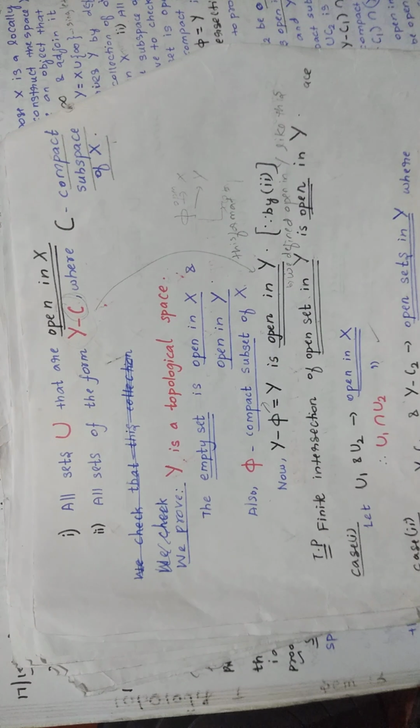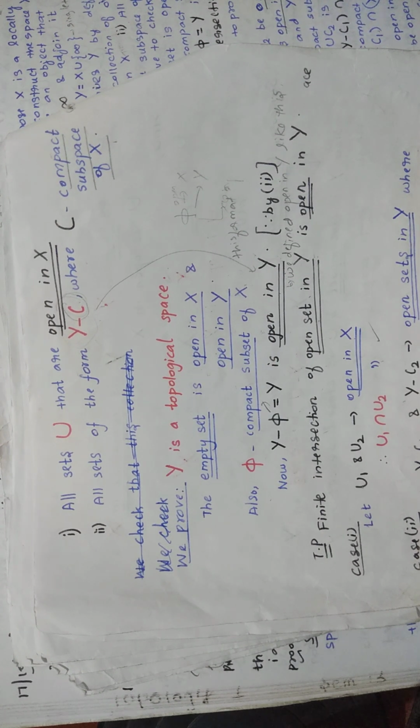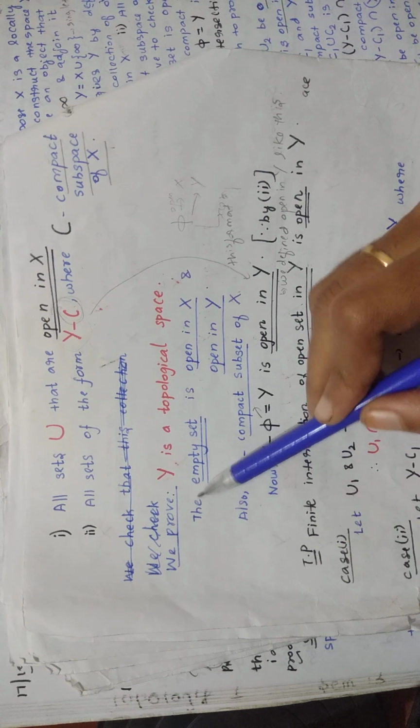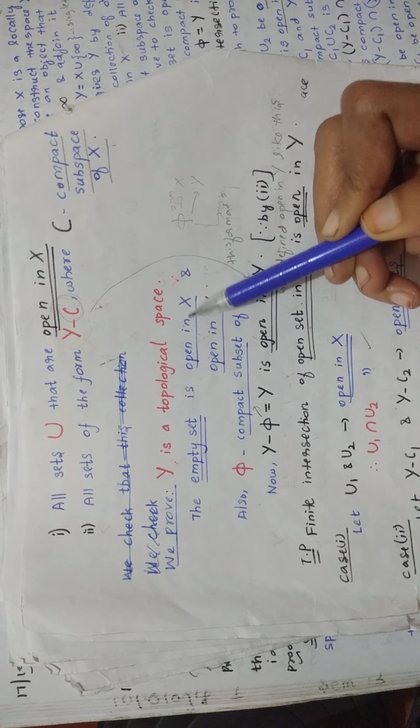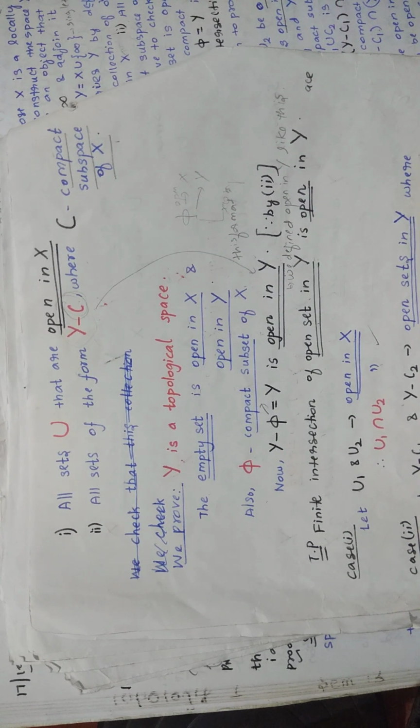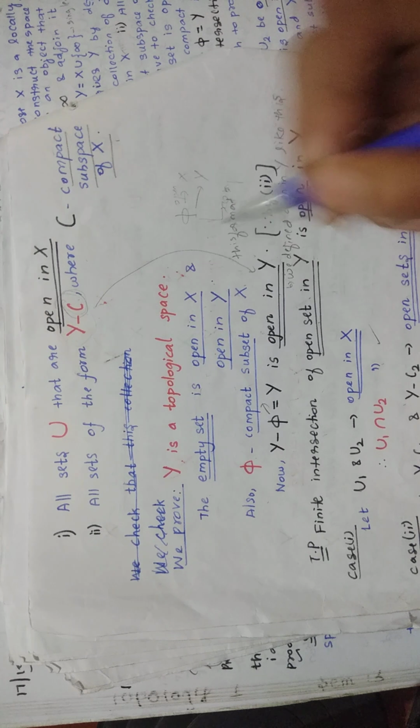The empty set. Take the empty set. First, you take the empty set. The empty set is denoted by phi. You all know that, right? The empty set is open in where? In X, and it will be open in Y. The empty set is always open in the topological space X and the topological space Y. It is open in both the spaces. So that is what you are writing.